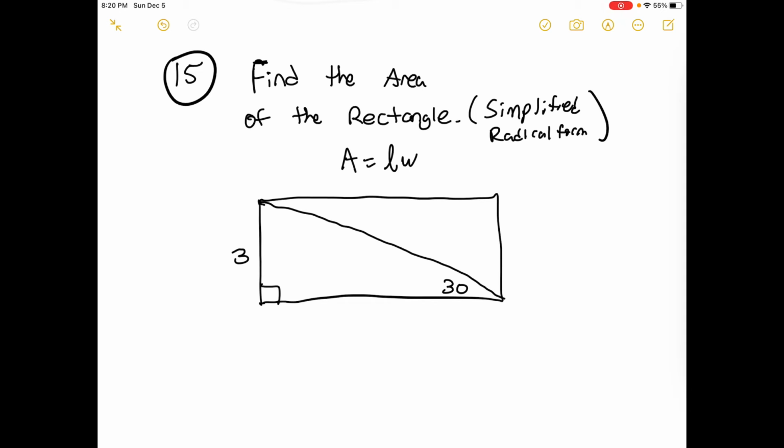We need the bottom and the top. So I know this other side's 3. We need the bottom and the top. That is 3 root 3. Okay, so area is length times width. 3 times 3 root 3. That's going to be 9 root 3.